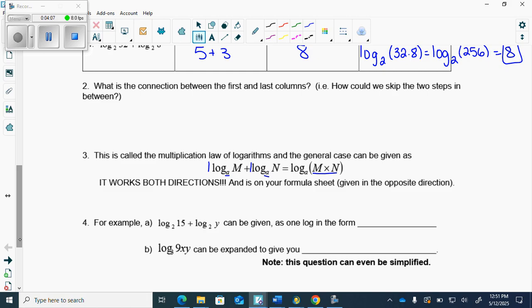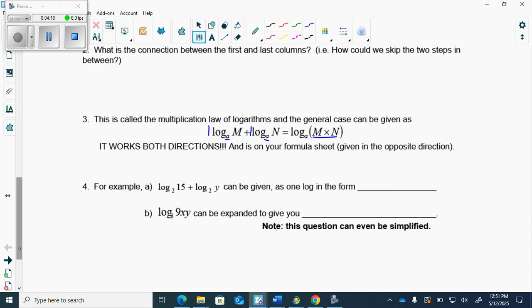So let's look at this one. For example, log base 2 of 15 plus log base 2 of y. Do you see that? They both have plus 1s in front. They're both base 2. So I can put them together as a single logarithm by doing what to them? Multiply. So we're going to get log base 2 of 15 times y. So it's just log base 2 of 15y, right?